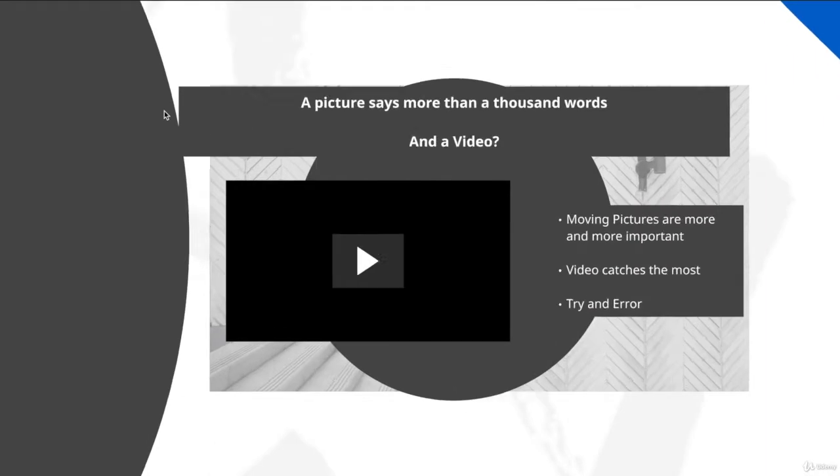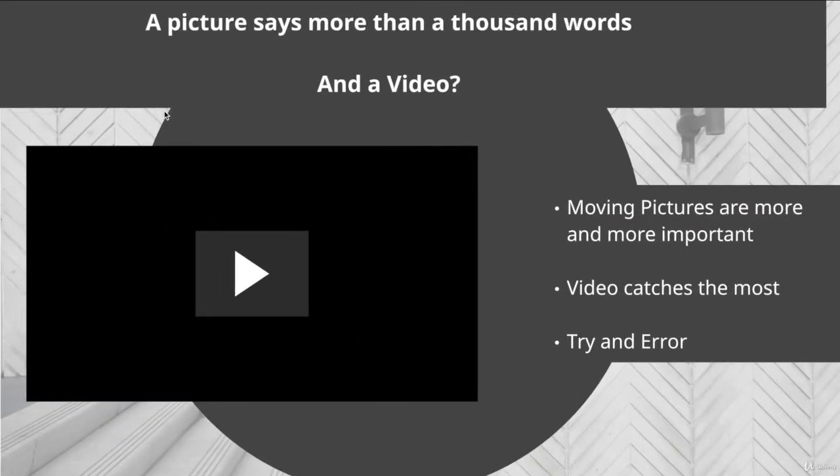The next option is to choose a video, because a picture says more than 1,000 words, and a video is even saying much more. Therefore, moving pictures are getting more and more important. There are the GIF options and also the videos, and video catches much more. In the beginning, what I highly recommend, stick to the pictures, but later on you can also move to videos.